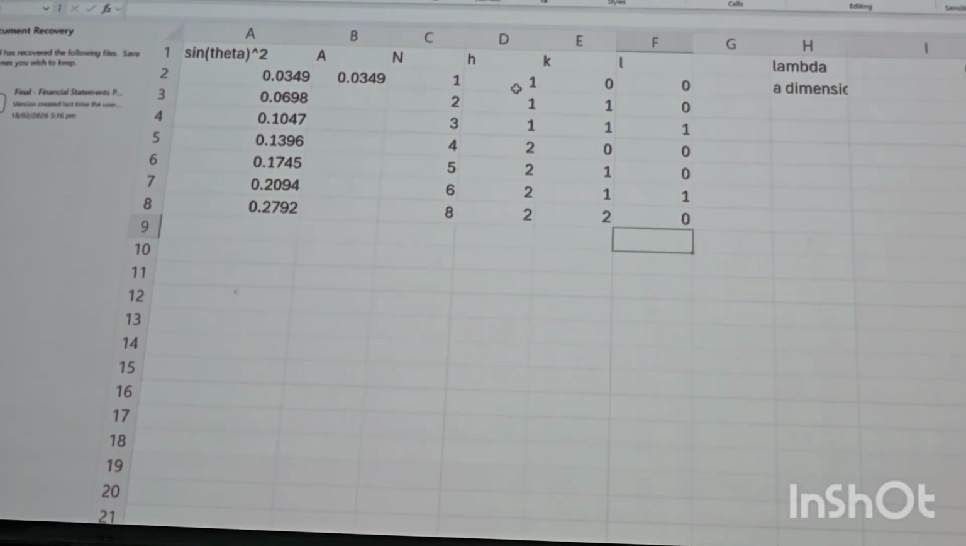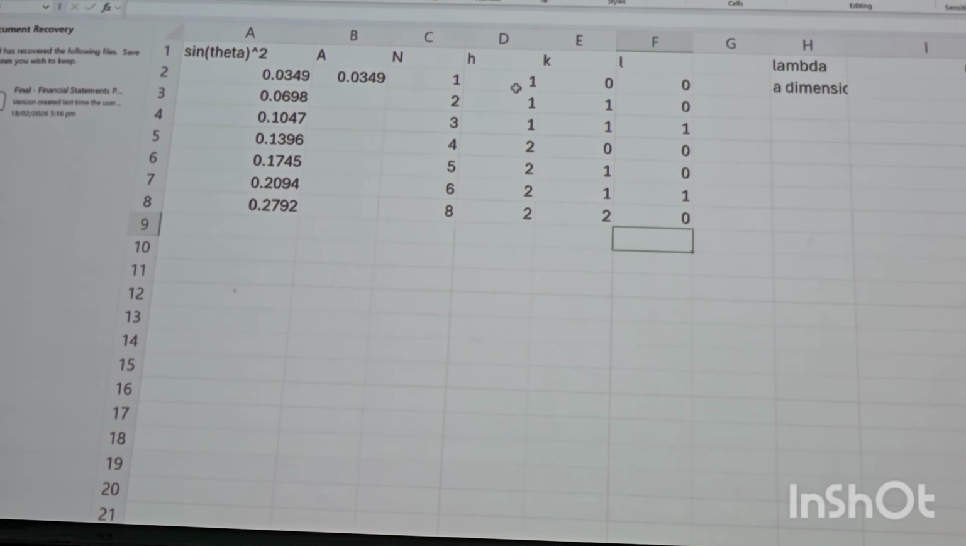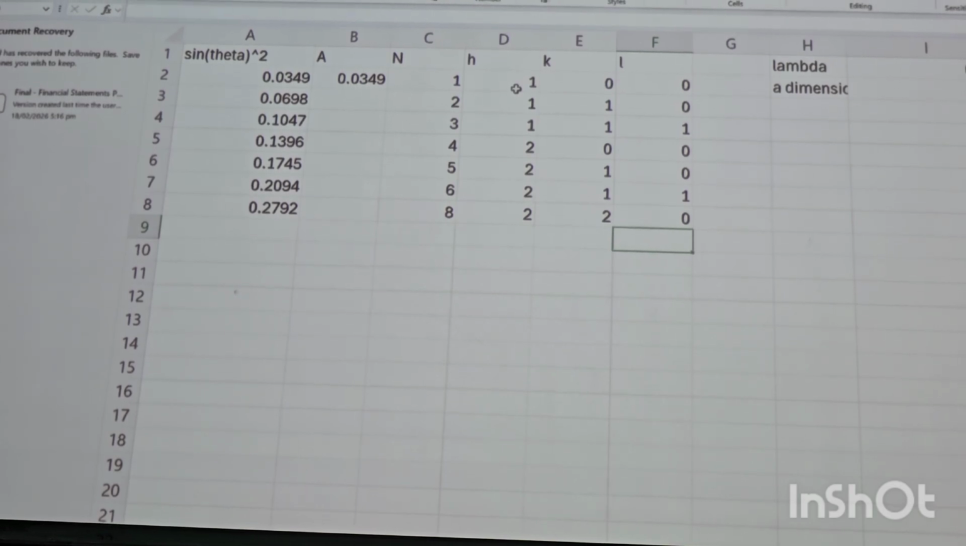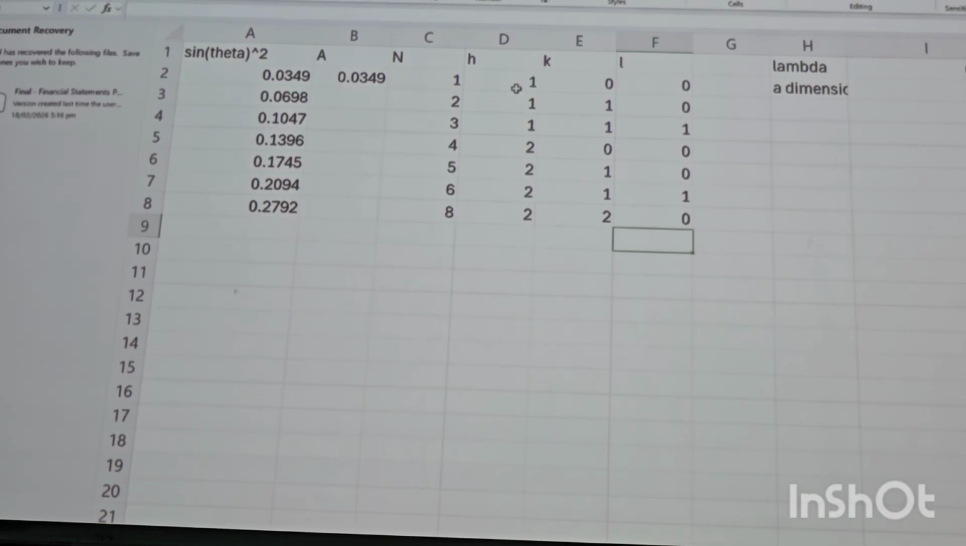Now you have indexed your peaks and everything is mixed here. So it's neither body centered nor face centered cubic. It's primitive. And this is the structure of cesium chloride.